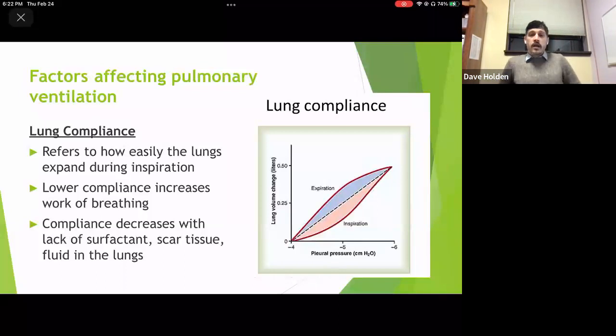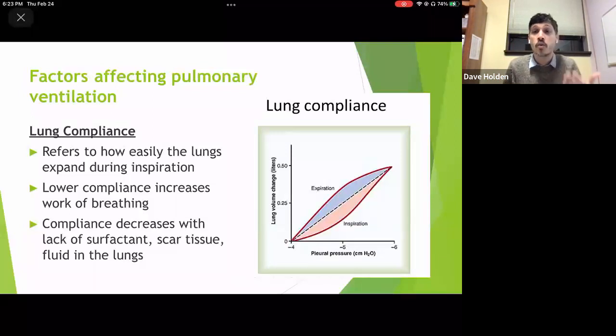Other factors involved, lung compliance. Lung compliance refers to how easily the lungs will expand during inhalation. So you want lungs to be nice and stretchy. So when you push air in, they expand really easily. You don't want the lungs to resist inhalation. You don't want them to fight to have to open up. You got to get air in a lot. So we want high lung compliance.